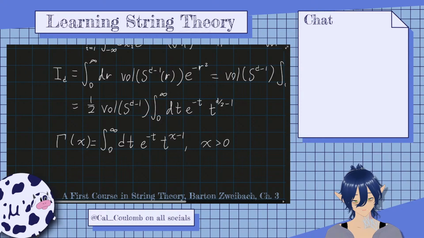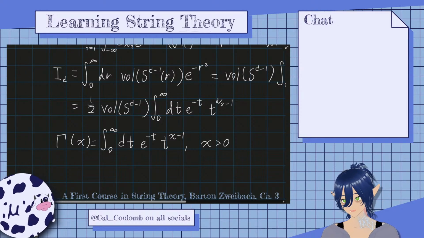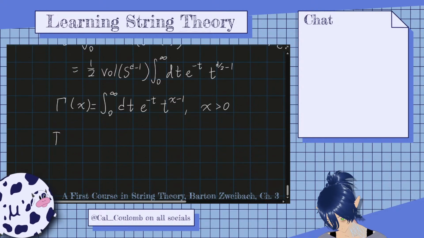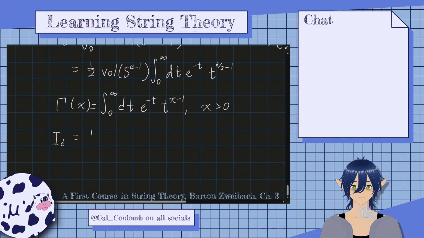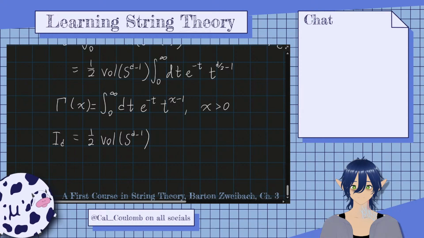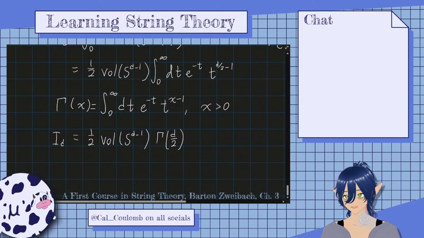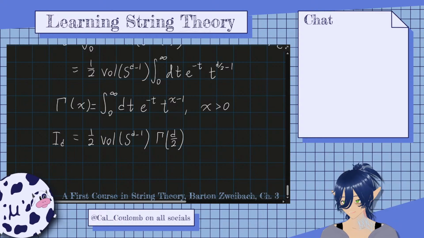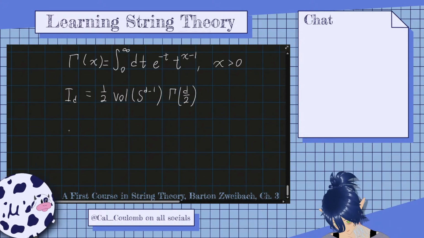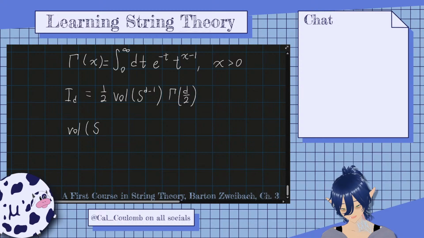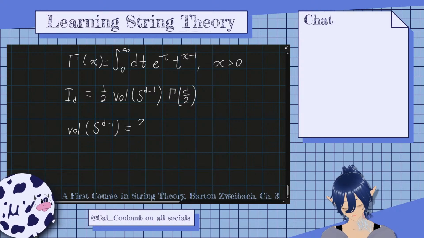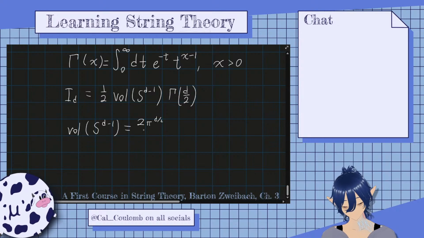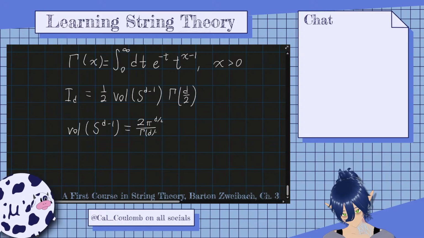With this definition, equation 3.49 becomes I_d equals 1/2 times the volume of S^(d-1) times Γ(d/2). Comparing with the earlier evaluation of 3.48, we get our final result, that the volume of the unit sphere of dimension d minus 1 is equal to 2π^(d/2) divided by Γ(d/2).